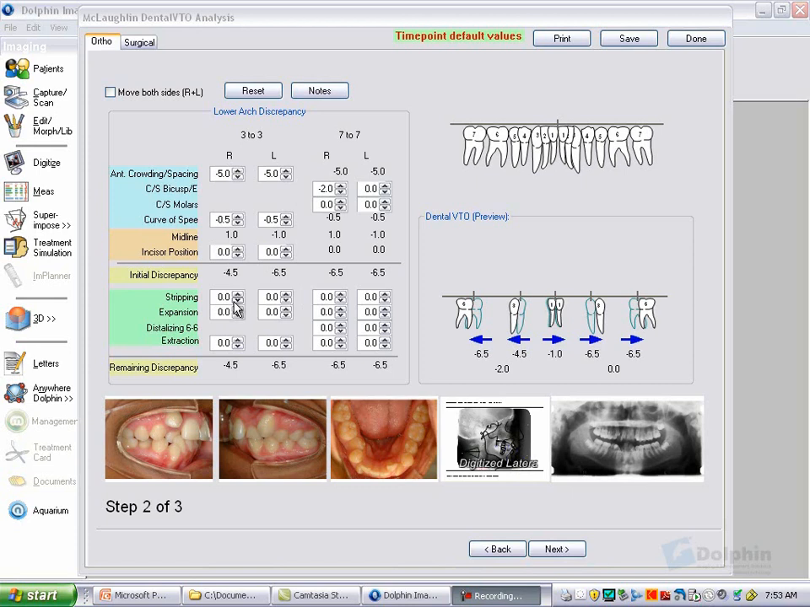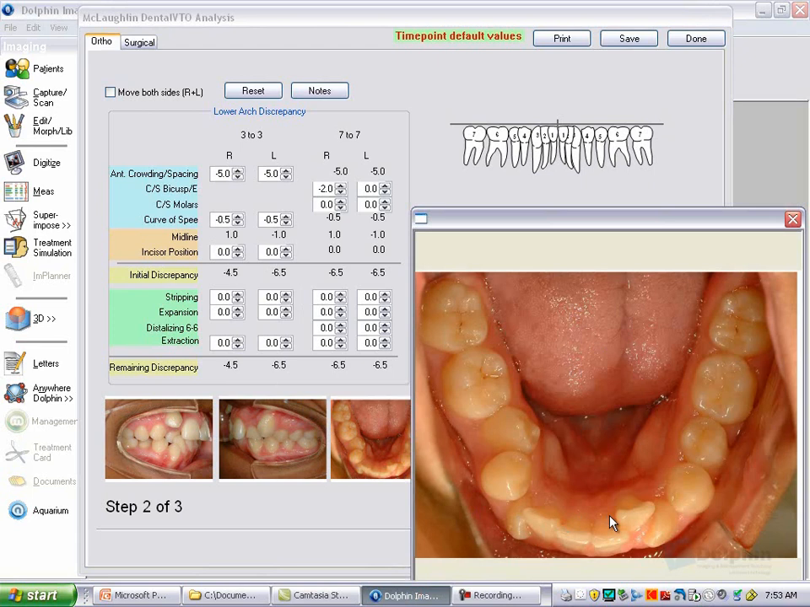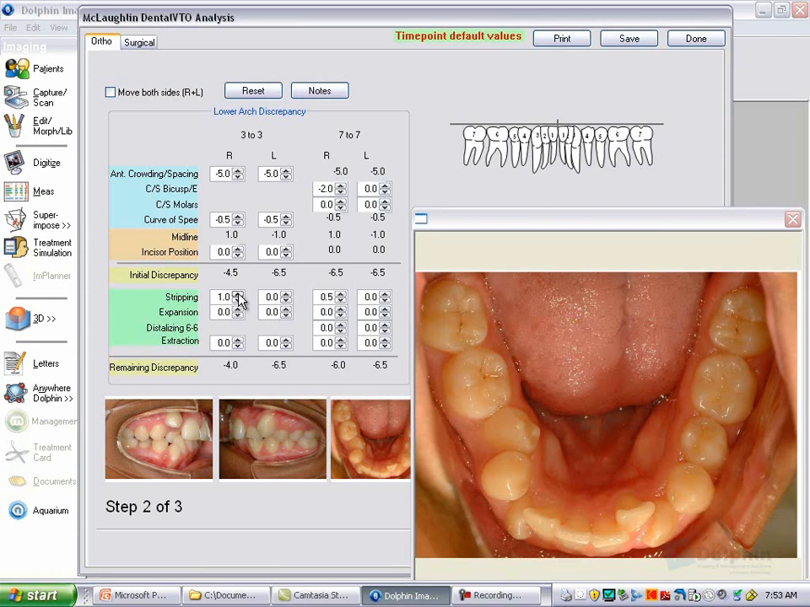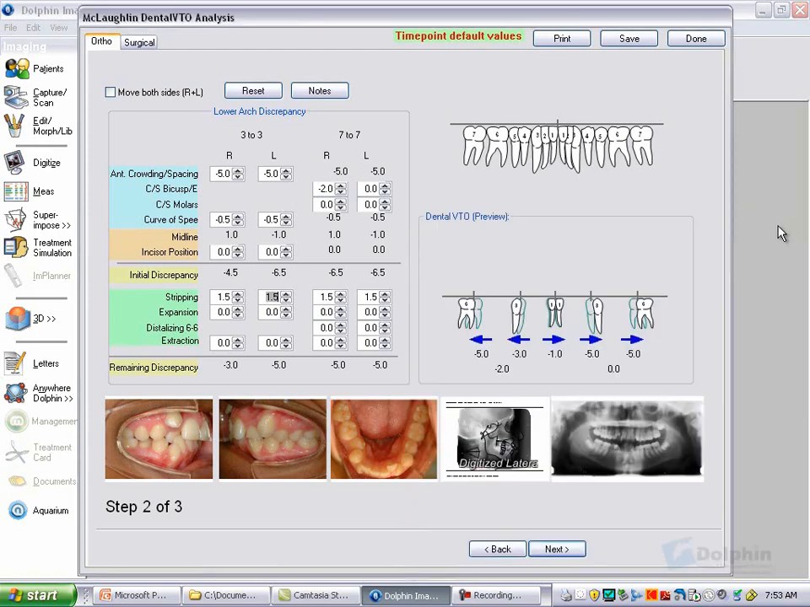We are going to do a little interproximal stripping on the patient. The patient has very large triangular lower incisors. We've got quite a problem here, so we can actually gain some space by doing some interproximal reduction. So under stripping, we're going to click plus 1.5 millimeters, which is a very comfortable amount to do in the anterior segment. And you can see it does also record in the 7-to-7 column. So this helps our anchorage somewhat, and we can take a look at where we are.